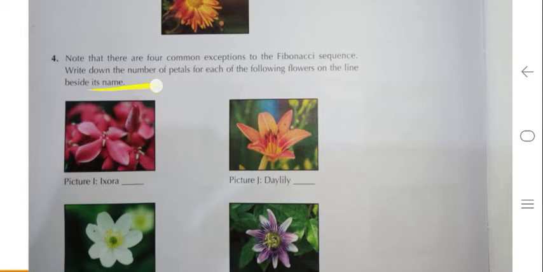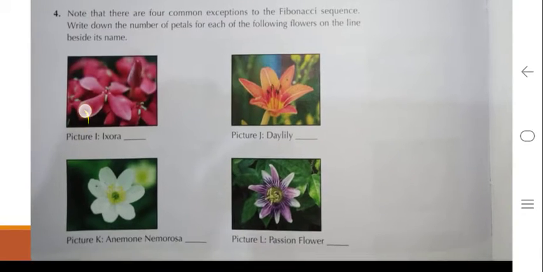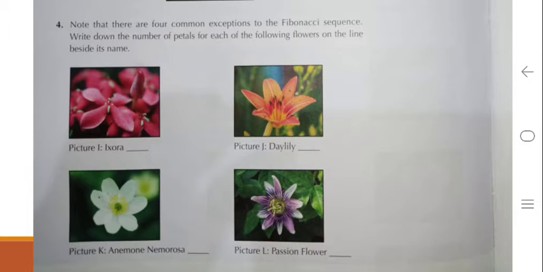Note that there are 4 common exceptions to the Fibonacci sequence. Write down the number of petals for each of the following flowers on the line beside its name. Okay, so the petals here are 4. That's why they call them exceptions, because 4 isn't in the Fibonacci sequence. Also this one is 6 petals, not in the Fibonacci sequence. So this one and this one are exceptions. But I think mostly will follow the Fibonacci sequence.